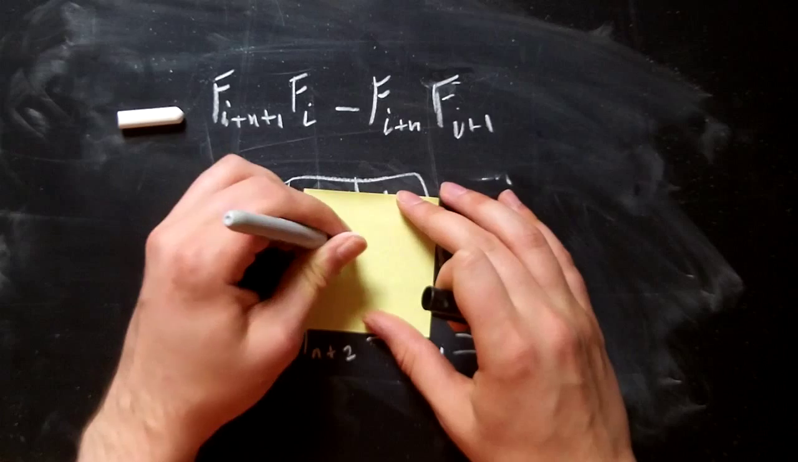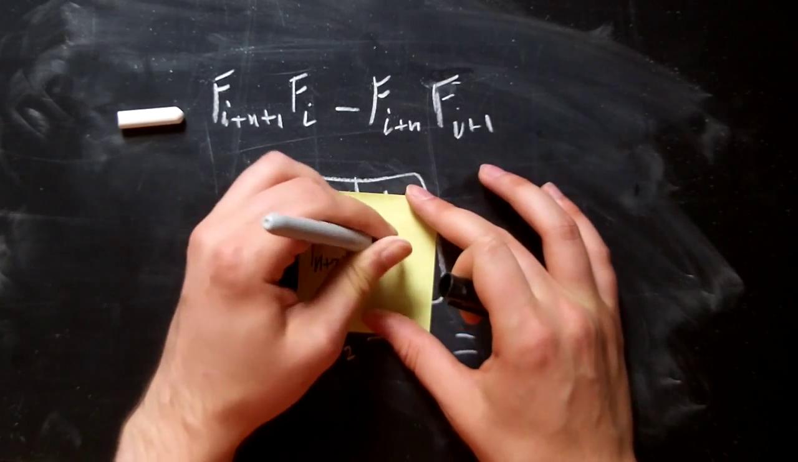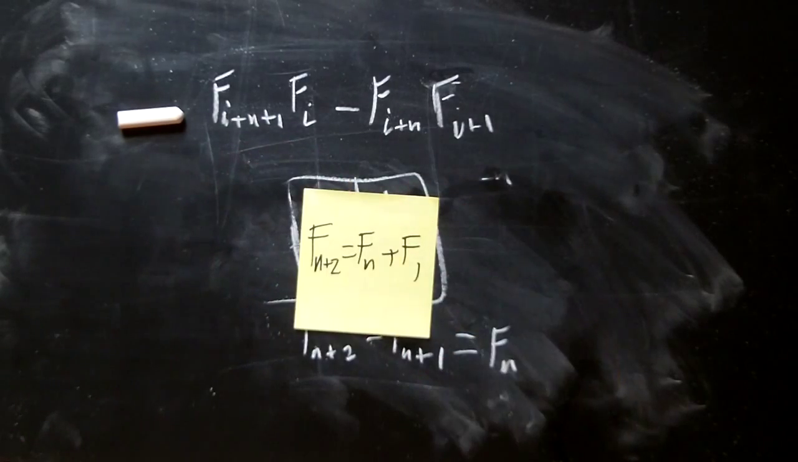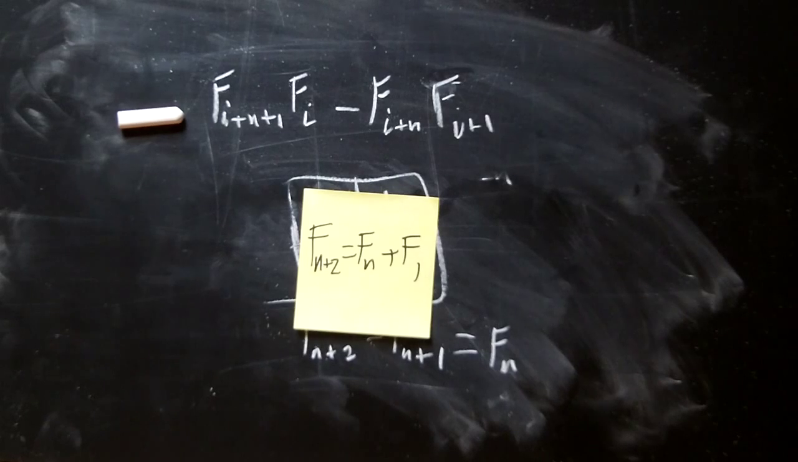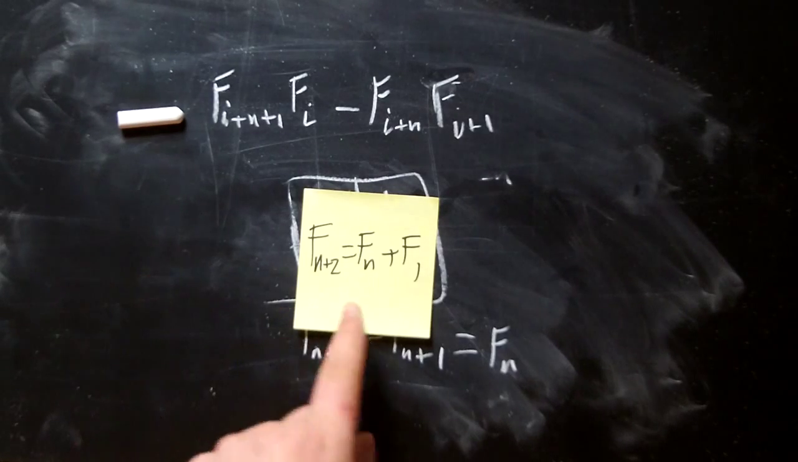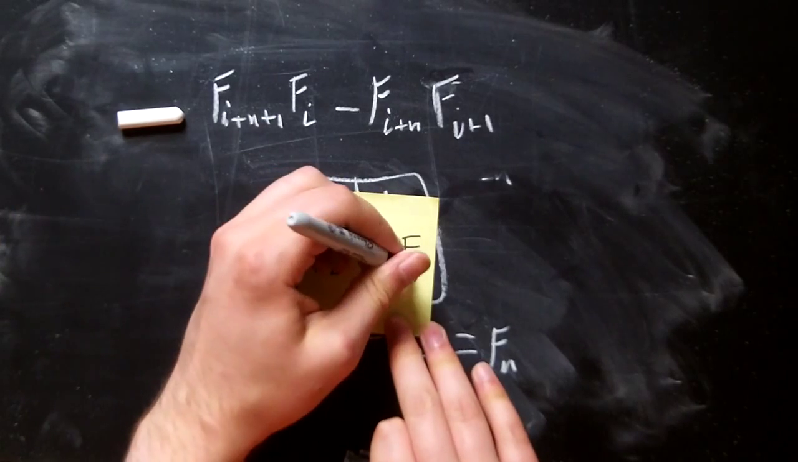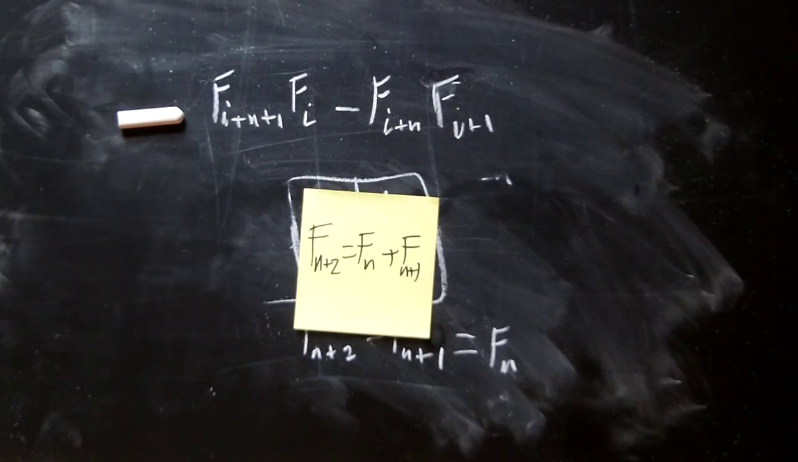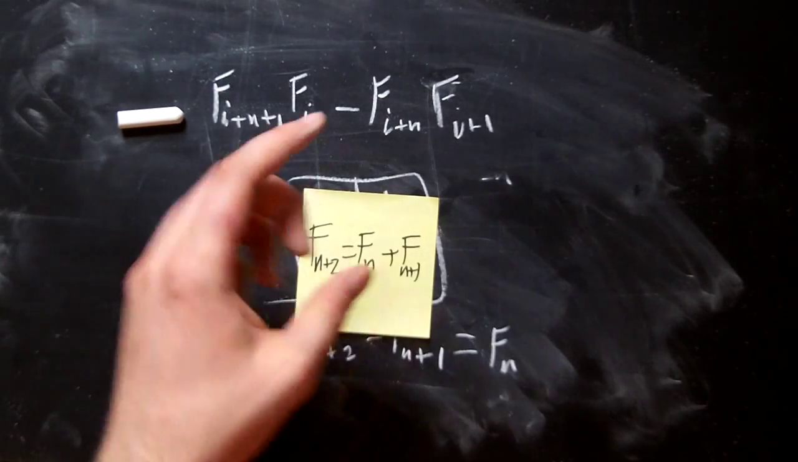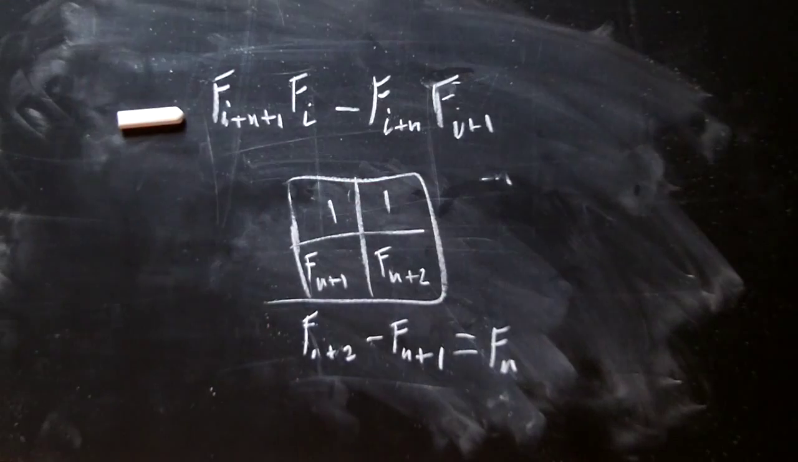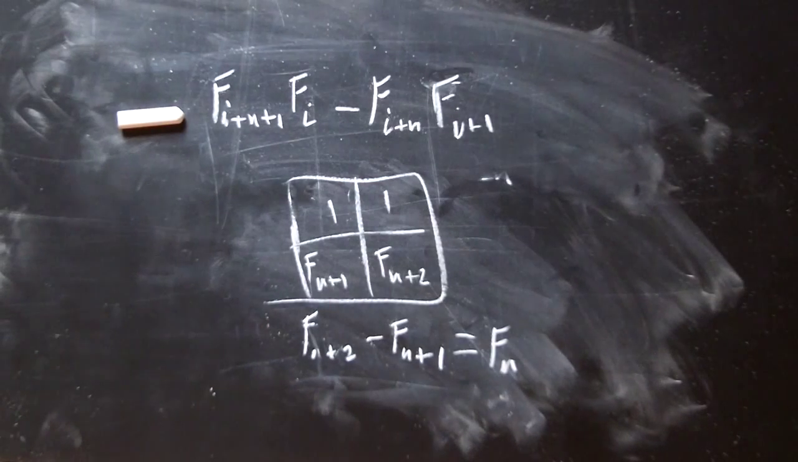Fn plus 2 is Fn plus Fn plus 1. That's the rule for making Fibonacci numbers up. So if you rearrange that, Fn is Fn plus 2 minus Fn plus 1. So that's where that fact comes from.